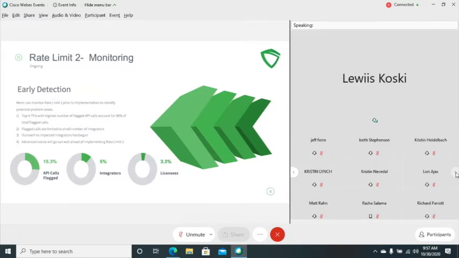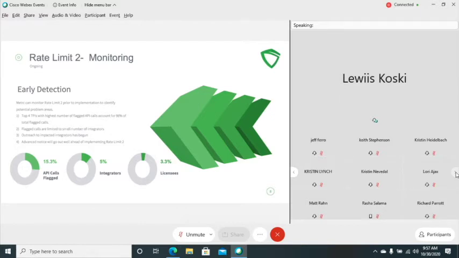So when we see that integrators are struggling or having a hard time, we can identify who they are, when they're having the problems, and data related to what they were doing at the time, so we can help them improve and make their integrations more efficient. The first number you see here is 15.3% of the calls. That's too many for us to turn on rate limit two. So 15.3% of the calls, if we turned on rate limit two, would likely get flagged on a daily basis, and that would impact about 5% of the integrators.